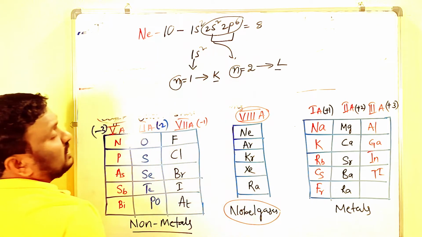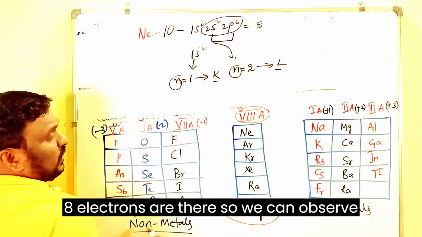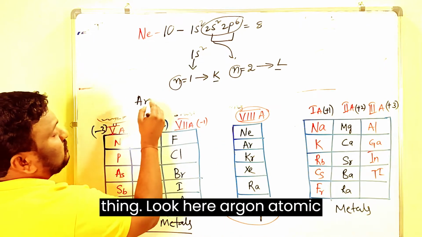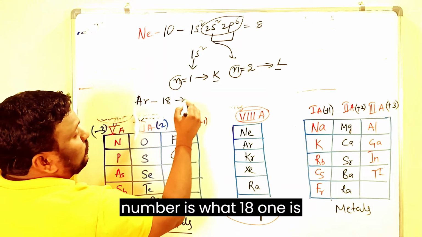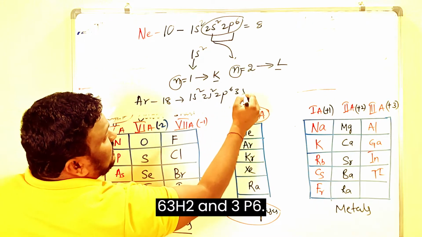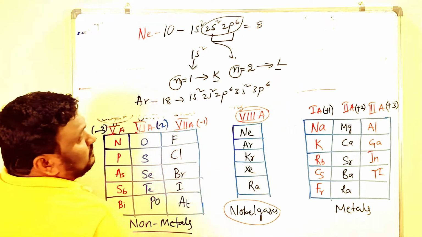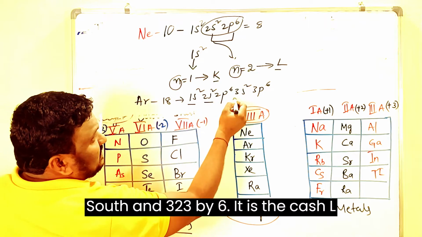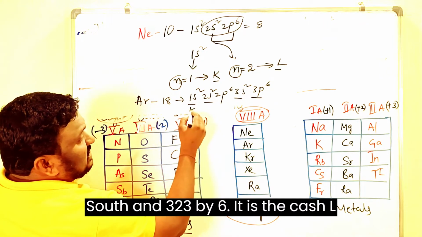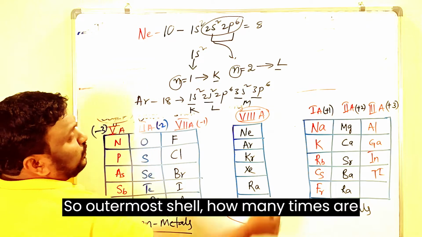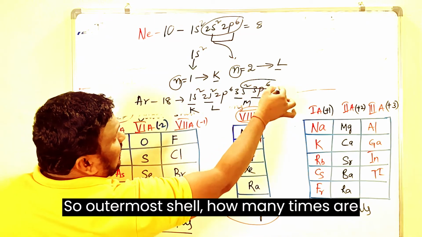8 electrons are there. So you can observe the remaining also, we will get the same thing. Look here, argon. Atomic number is what? 18. 1s2, 2s2, 2p6, 3s2 and 3p6. Clear? So 1s, 2s and 3s2, 3p6. It is the K shell, it is the L shell and it is the M shell. So outermost shell, how many electrons are there?